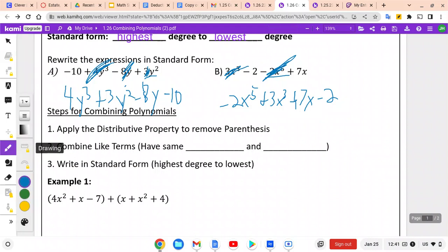All right, steps for combining polynomials. First, you've got to get rid of the parentheses via the distribution property. Then you combine like terms that have the same variable. The letters have to be the same, and the exponents have to be the same. So x squared is only going to combine with other x squareds. x to the third will combine with another x to the third. And then you have to write it in standard form.